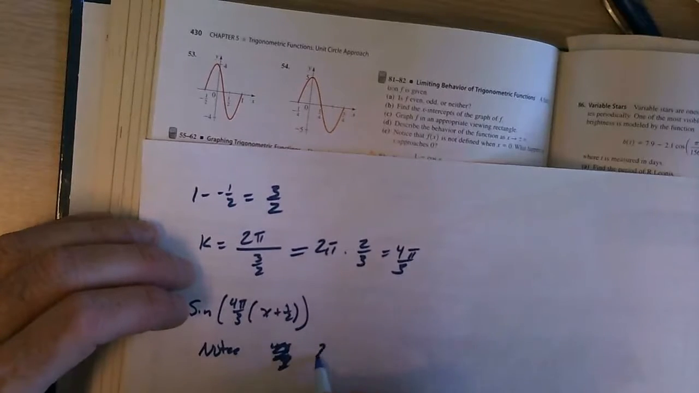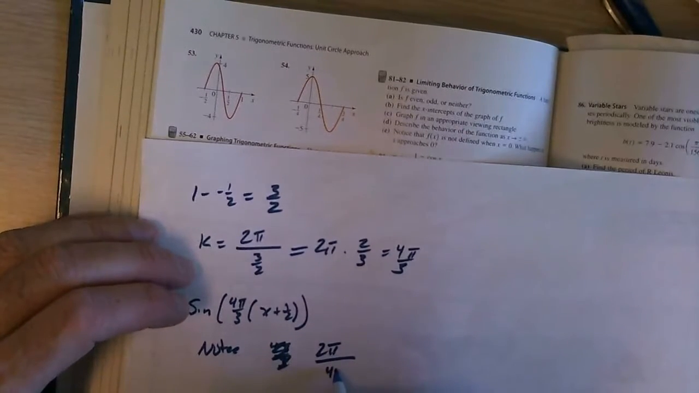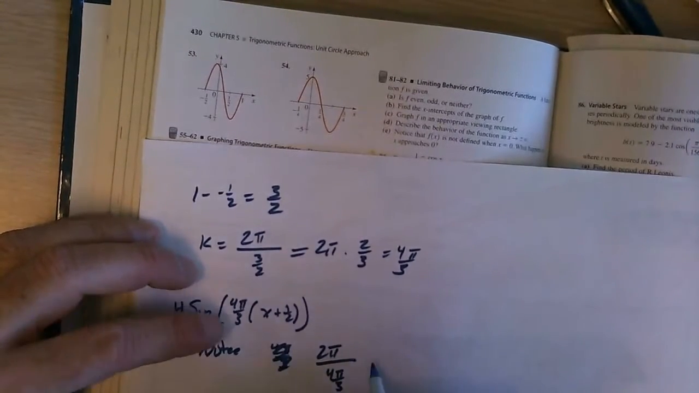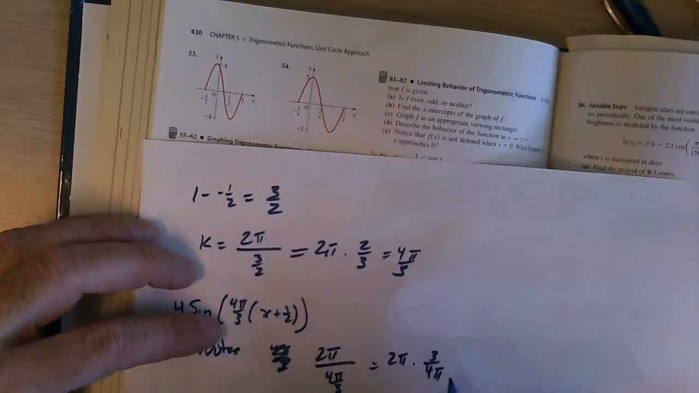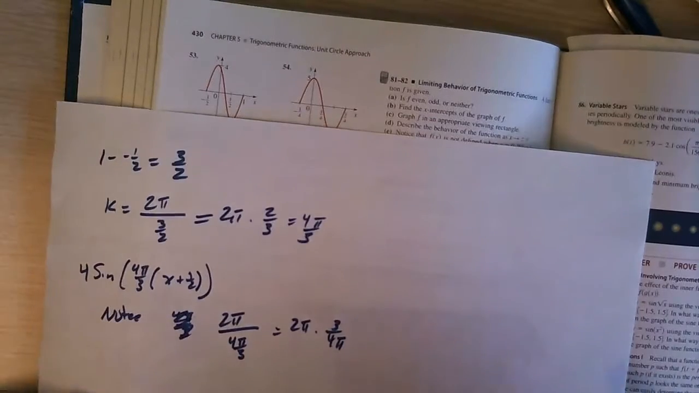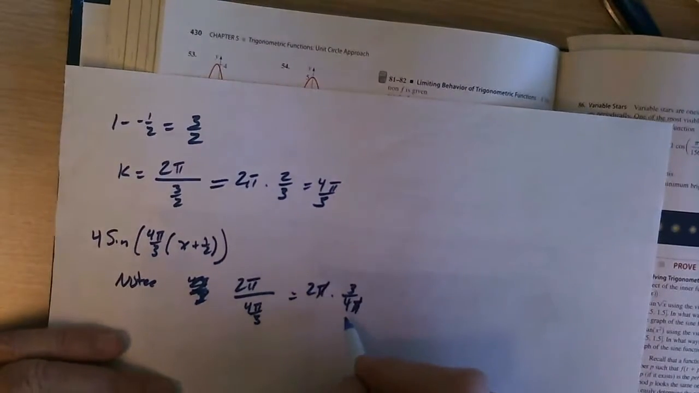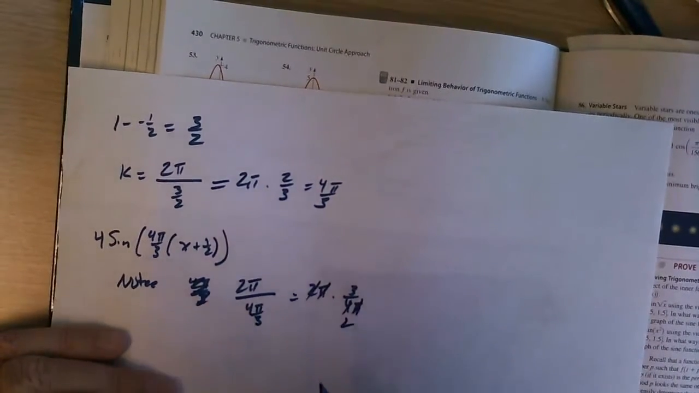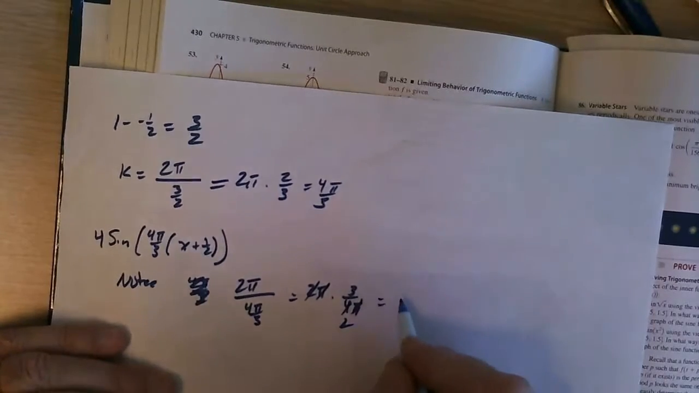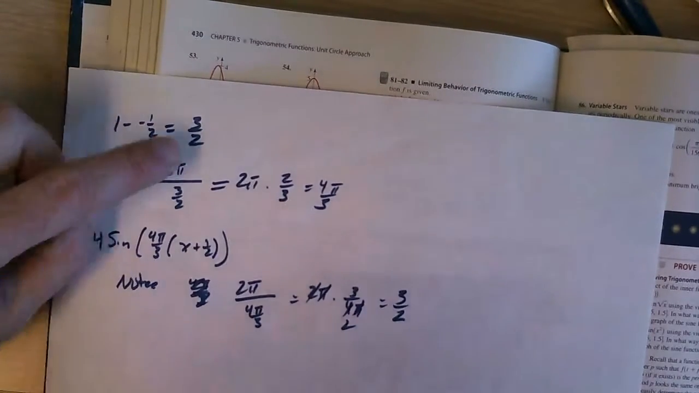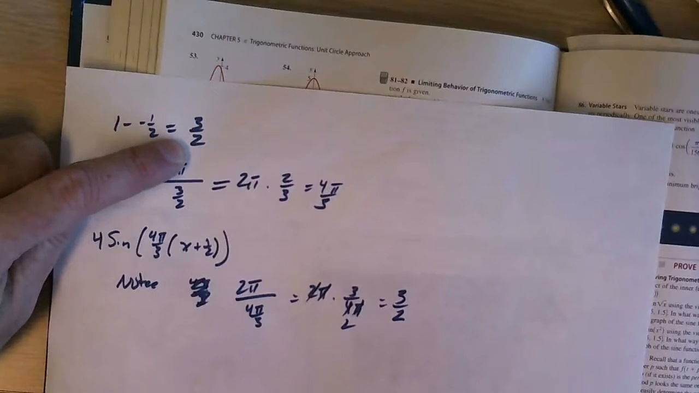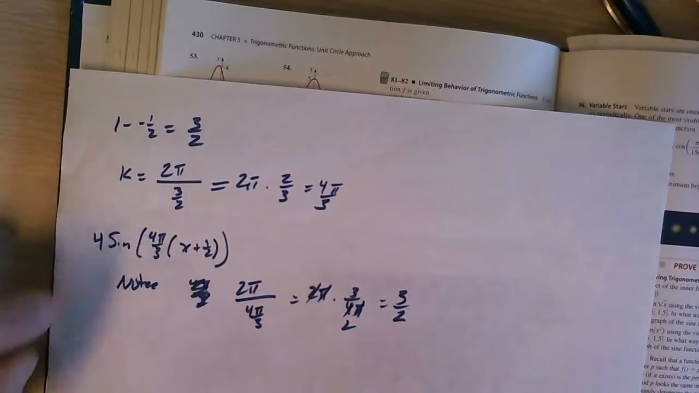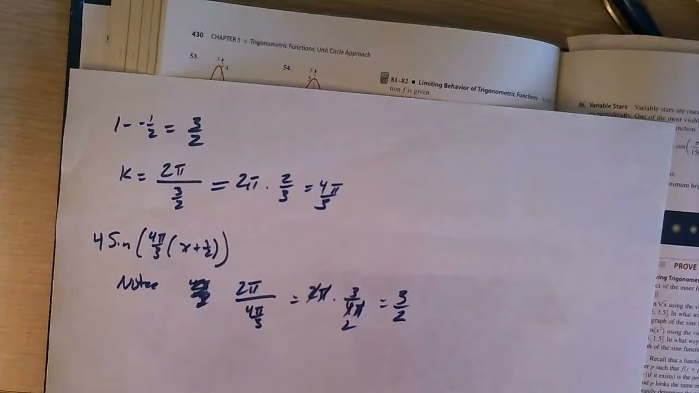So if I take 2 pi and I divide it by 4 pi over 3, that would be 2 pi times 3 over 4 pi. The pi's cancel out. The 2 and the 4 cancel out, leaving a 2. That would be 3/2, which is the period we wanted. So to get a period of 1.5, I've got to have a 4 pi over 3 right in there. Okay.